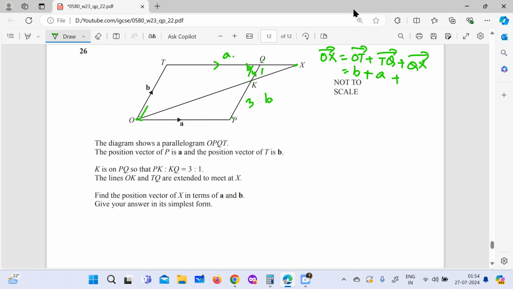So this can be written as A over 3. Now you can add them: B plus, and then you will have 3B over 3 plus A over 3, that is B plus 4A over 3.